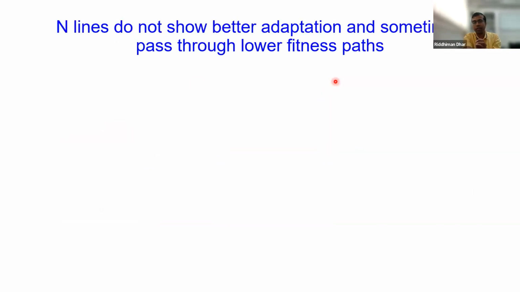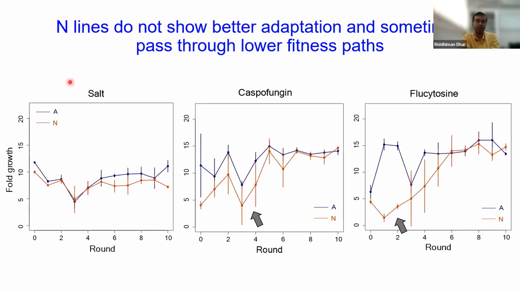Now, the question is, do N lines show better adaptation? When we measured growth in the stress environments during the evolution experiment, we did not see any better adaptation in N lines. And we observed that N lines sometimes also pass through lower fitness paths. What you see here is the fold growth along the y-axis, the amount of growth in a given 48 hours, and the x-axis is the rounds of evolution, and the blue line is for the A lines and the other is for the N lines. So you notice that there is almost no difference in the adaptation to these stressors.